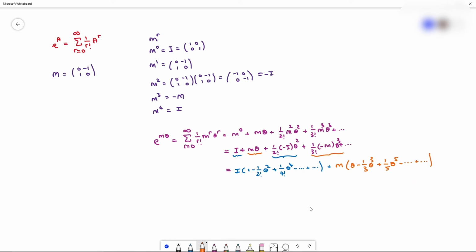And now some of you may or may not already know that these two expansions here are actually the Maclaurin series of sine and cosine. So this one is cosine theta, and this one here is sine theta. Now I'm going to leave it as a task for you guys to derive that yourselves and convince yourselves of that. But moving on, we've just shown that e to the m theta equals I cosine theta plus m sine theta. Okay, so I'm just going to clear up the board and I'll meet you then.